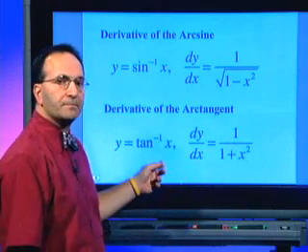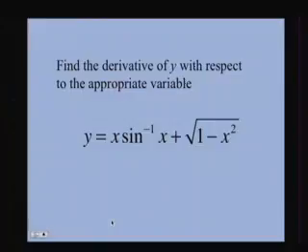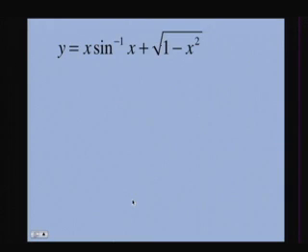Let's try an example. Let's solve for the derivative of y with respect to x, the appropriate variable in this case, where y is equal to x times the inverse sine of x plus the square root of 1 minus x squared. So we'll apply our new formulas that we just looked at, and let me get to a screen where I have more room to write. And we'll start off by noticing that we must apply the product rule to this very first term.